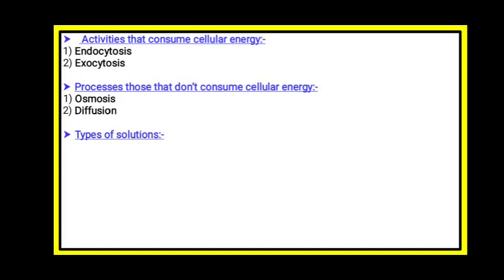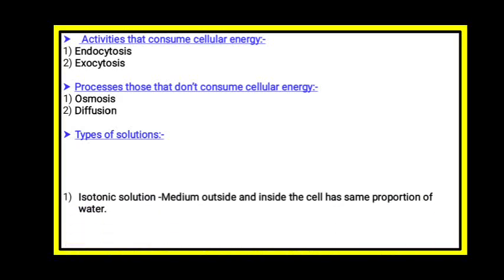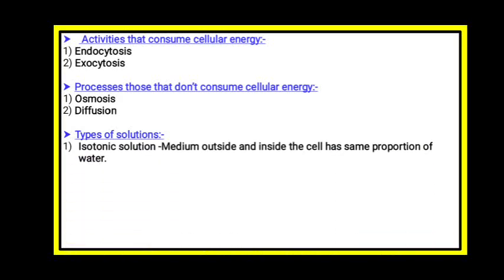Then we had studied the different types of solutions in it. There were three types of solutions that we studied. First one, isotonic solution. What do you mean by isotonic solution? The medium inside and outside the cell has the same proportion of water. So when the proportion of water inside the cell and outside the cell is same, that means it is an isotonic solution.